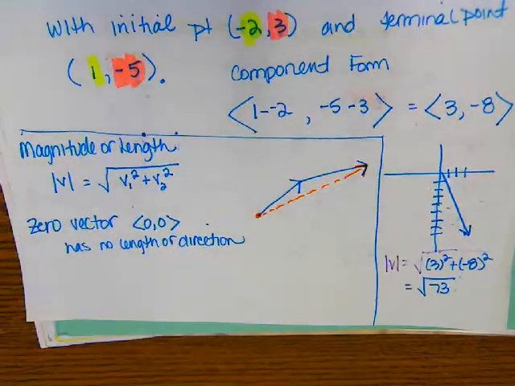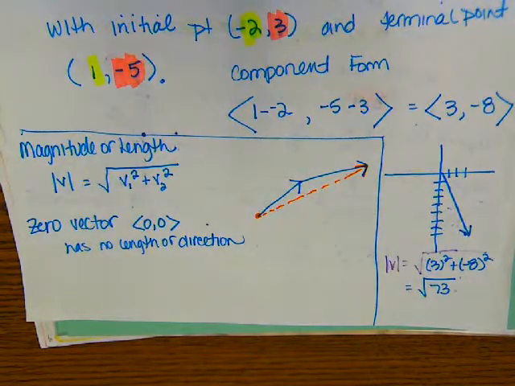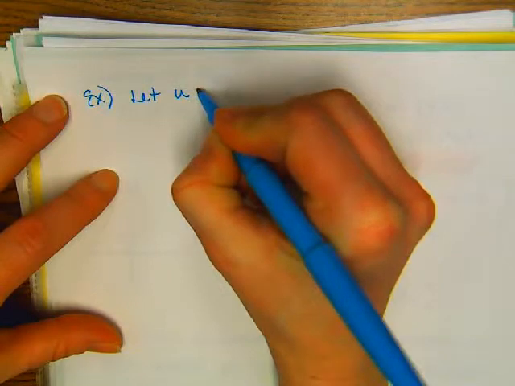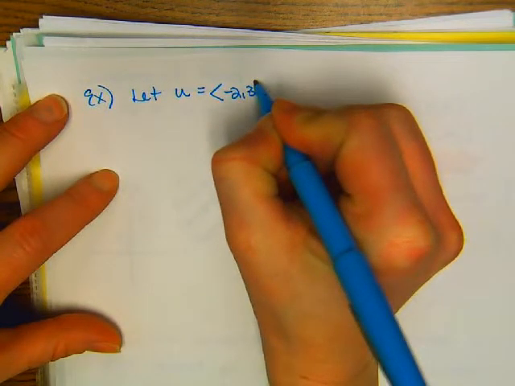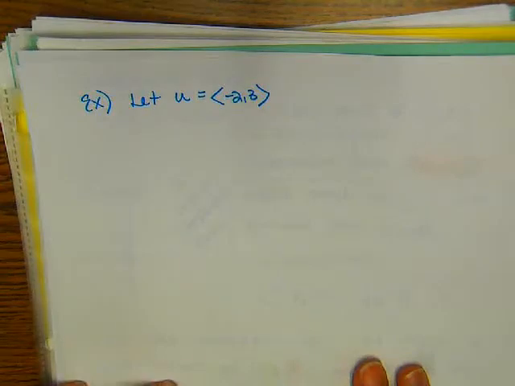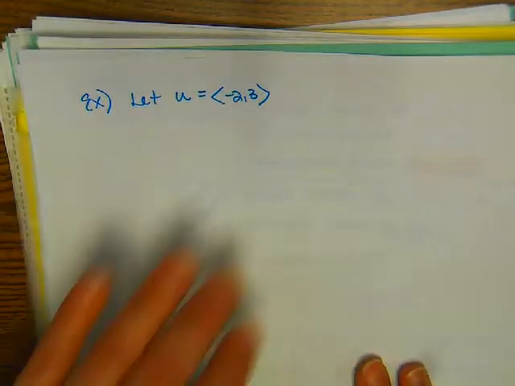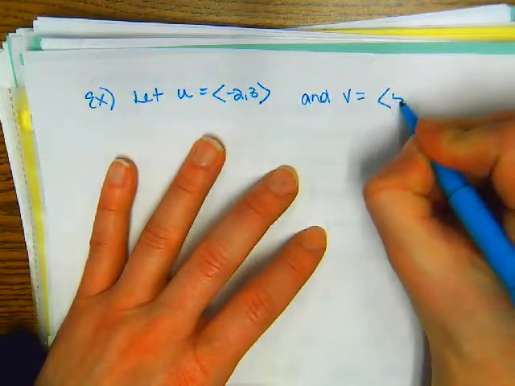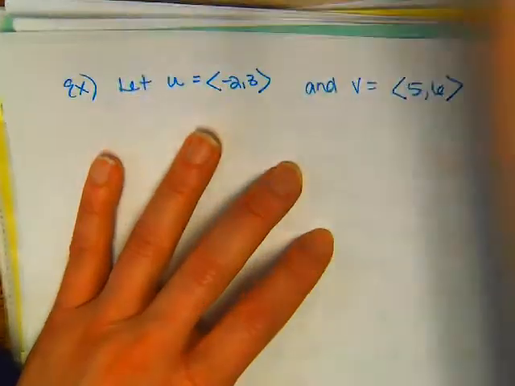So we're going to, if I can find my blank piece of paper, just add a couple together and subtract a couple to refresh your memory about that, because I know you did do that. All right, so this is our last example for today. I'm going to give you vector u. Let u be the vector -2, 3. That just means it starts at 0, 0, and it ends at -2, 3. And I'm going to let v be the vector 5, 6.